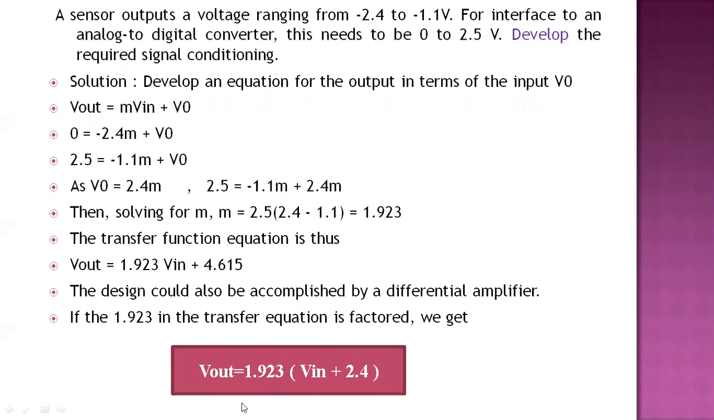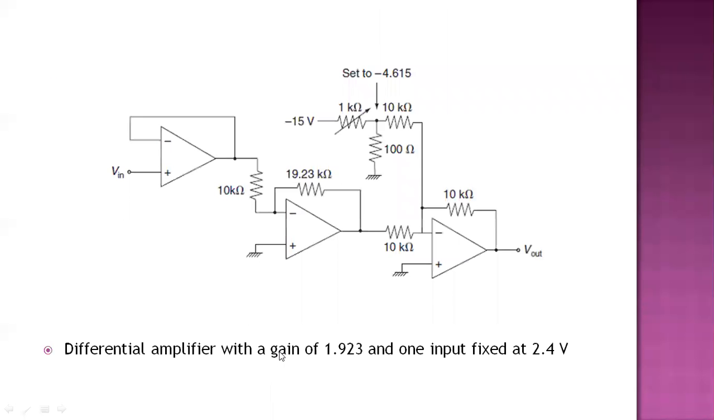Okay, so now we are going to develop a signal conditioning circuit for this equation. So this is the differential amplifier with the gain of 1.923 and one of the input voltages fixed at 2.4 volts. So here you can find out that using the voltage divider circuitry and a fixed power supply, the voltage which will be applied will be what? 2.4 volts. So with the help of a differential amplifier and by considering the gain as asked in the example, that is 1.923, the circuit is designed.